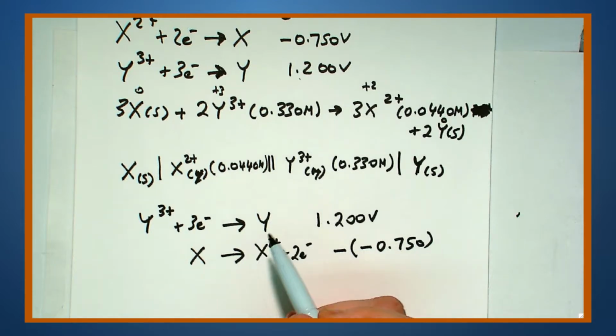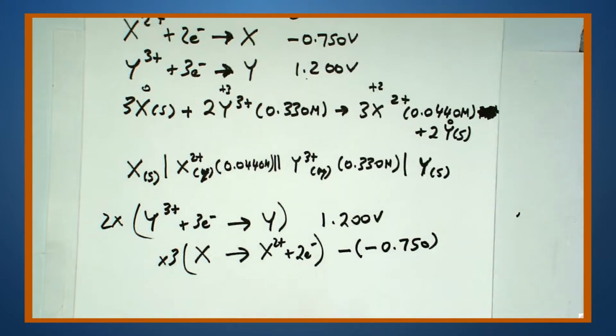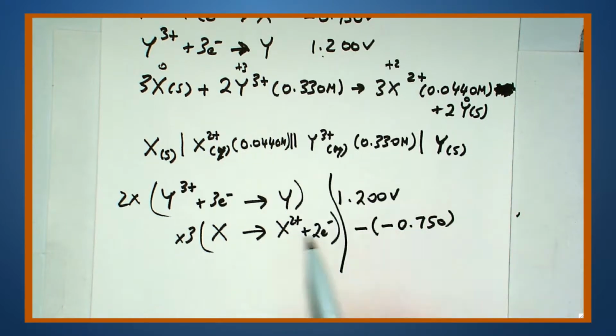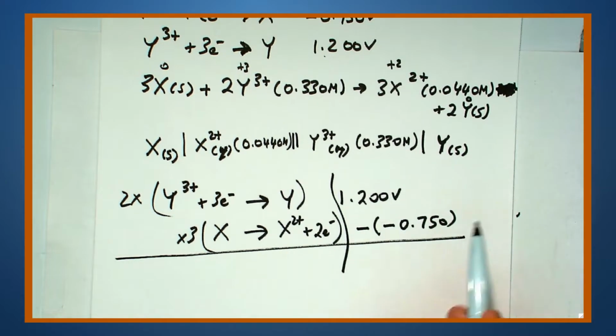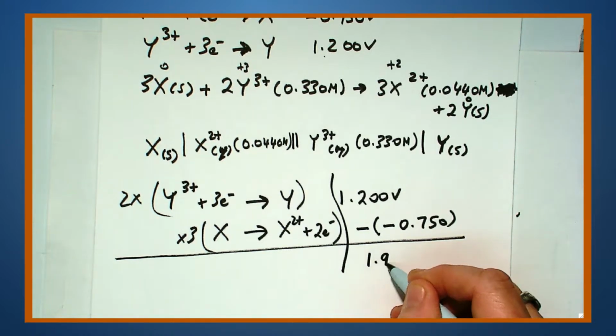And then, of course, to get everybody to balance, this one would have to be times by 3, and this one would have to be times by 2. But we never multiply these numbers because that's taken care of in the Nernst equation. All right, let's go ahead, make sure our cell reaction comes out the way it should, and make sure our voltage comes out what we need. Okay, so 1.2, and then we're going to basically add 0.75. That gives us 1.95 volts.